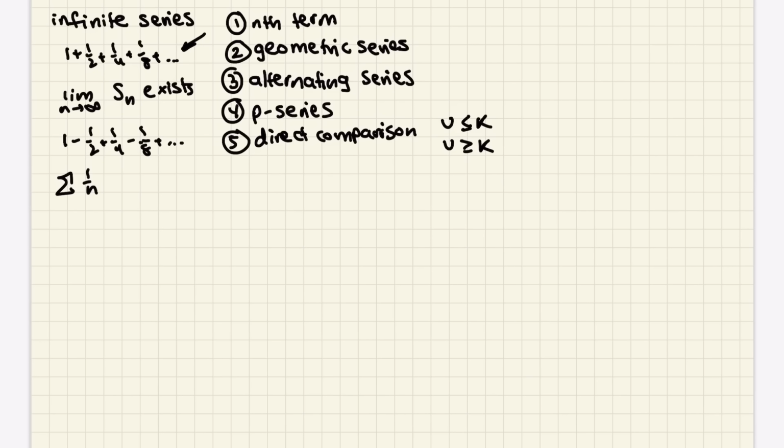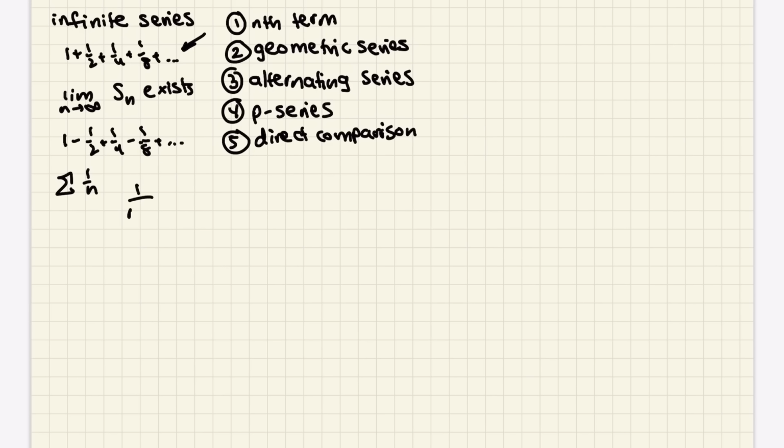This is pretty useful because if you know that 1 over n diverges, for example, and 1 over n minus 1 is always going to be greater than or equal to 1 over n, because you can plug in a few terms and see that 1/3 is greater than or equal to 1/4, for example, that means 1 over n minus 1 also diverges.